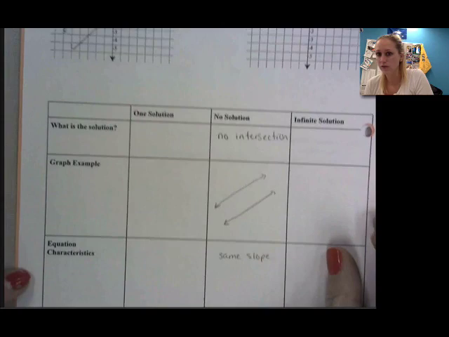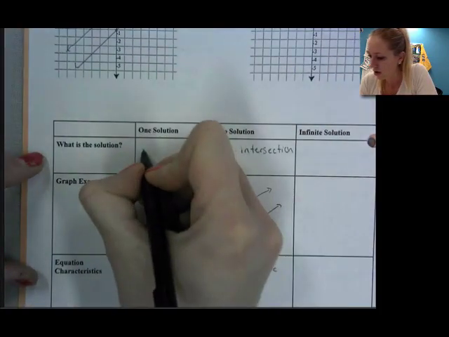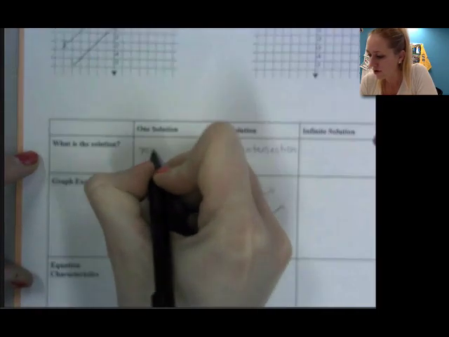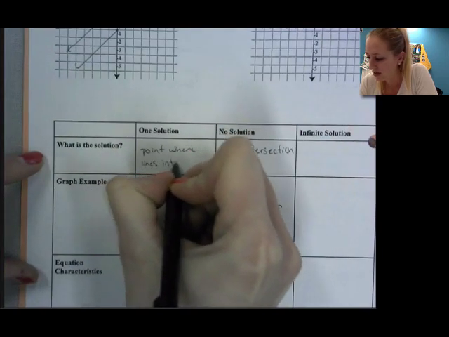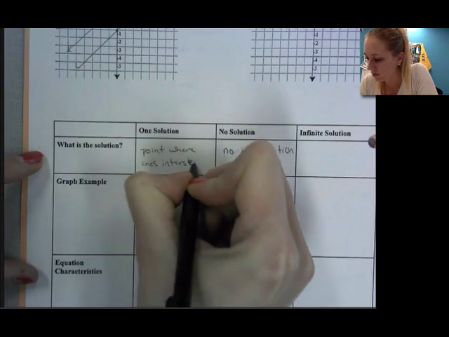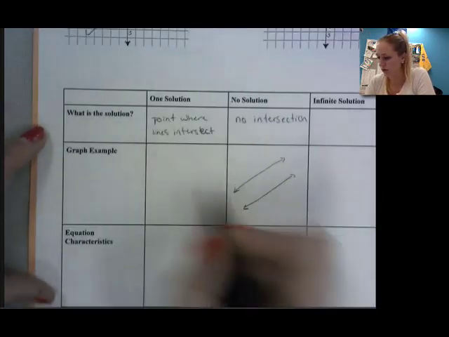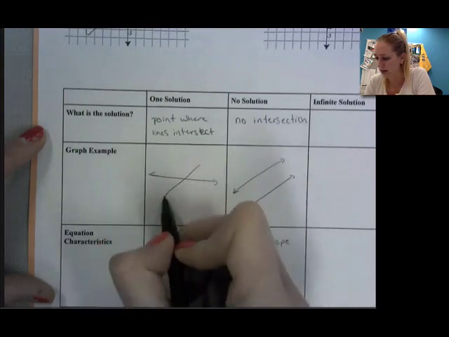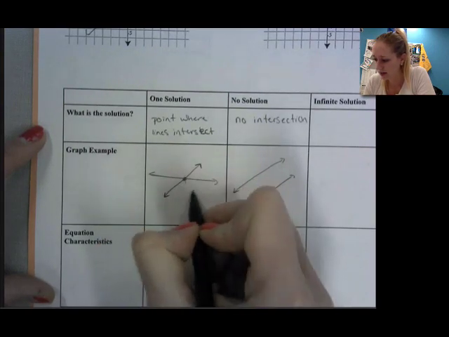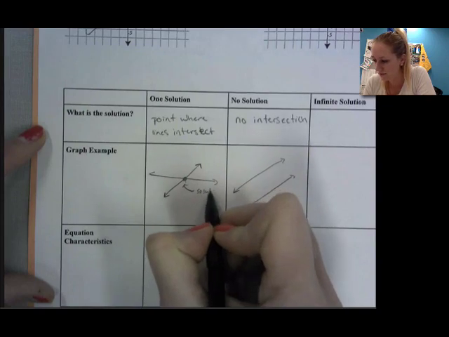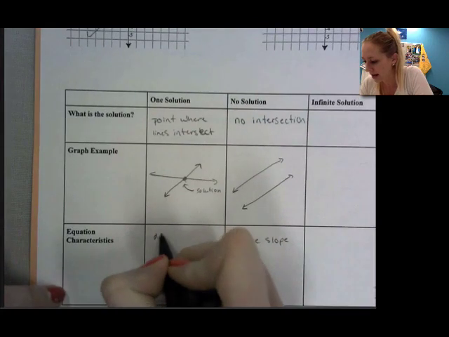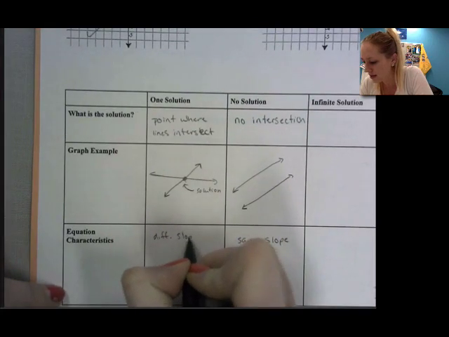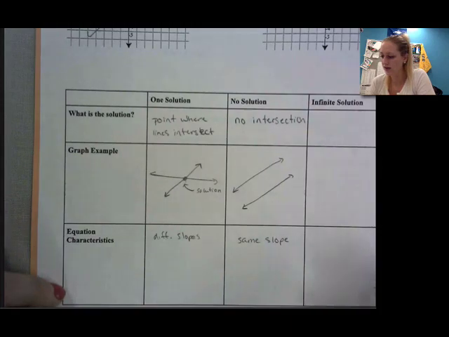All right, now one solution we've already seen. Point where lines intersect. So any, oh, if I could spell intersect, there we go. So any intersection point. So as long as they intersect, that point is the solution. Okay? And the equation characteristics, they need to have different slopes. And that's really the most important thing. They just have different slopes.